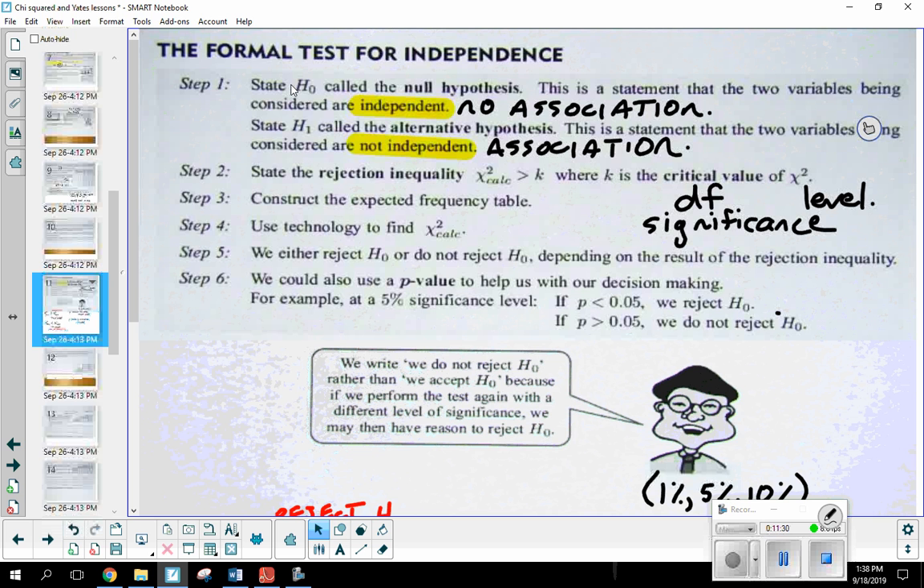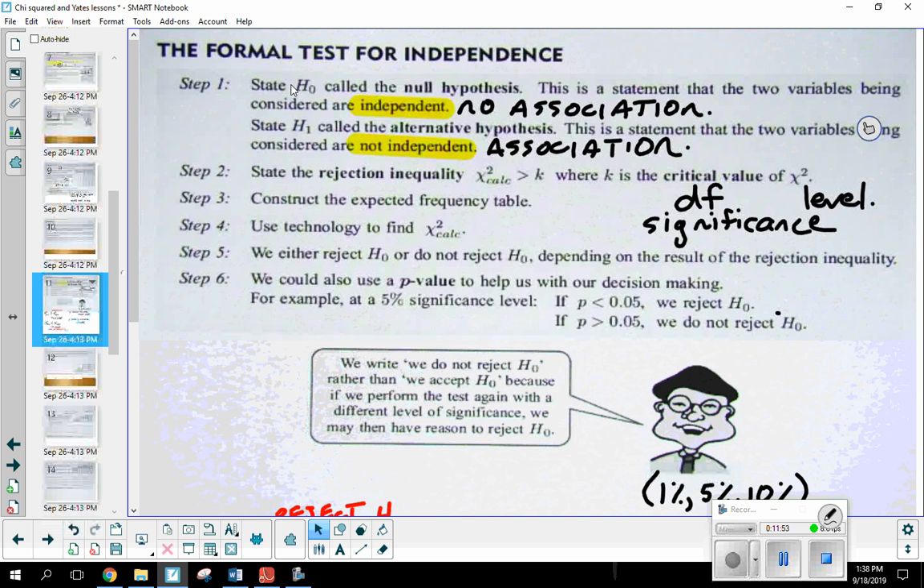Compared to that, we have the alternative hypothesis, which is notated as H sub 1. This is essentially the exact same sentence, but this one says they are not independent. That means there's some kind of relationship, something going on here. So we always start the problem by looking at these two statements.